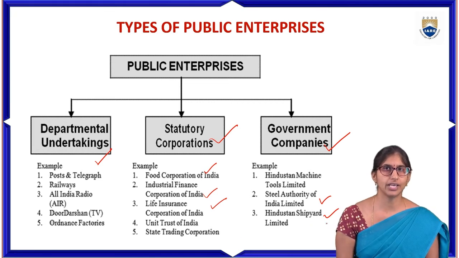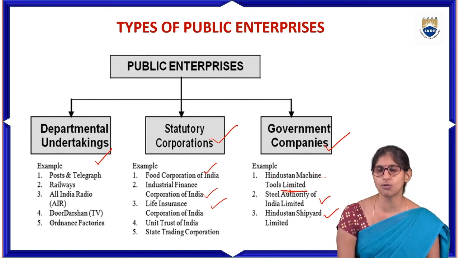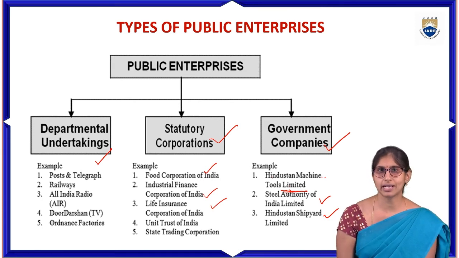So what we can observe here is Hindustan Machine Tools Limited. If we see this kind of name, it is Hindustan Machine Tools Limited, right? The word limited is added for public limited companies. That is what we have to make a note of. So if it is a government company, we can easily identify it with the word limited in the name of the company. And if it is a private limited company, we can see that the words private limited are added at the end of the name of that particular company.